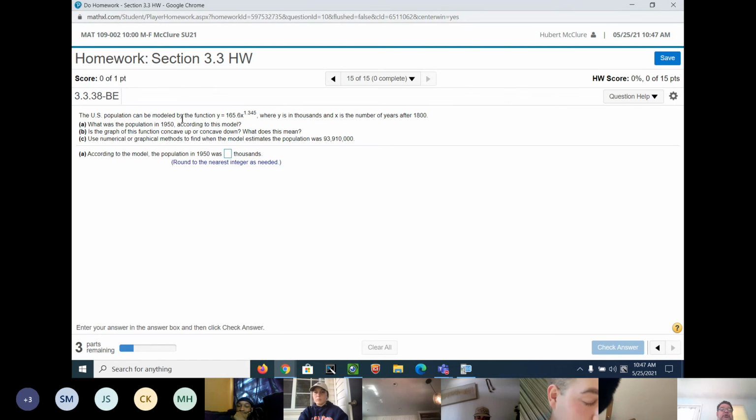The U.S. population can be modeled by the function, where y is in thousands since 1800. Oh, well, this will help us in the world, because Al Gore said that the world was going to be gone by 2000. And then we've had some other people that say we only have 12 years left.